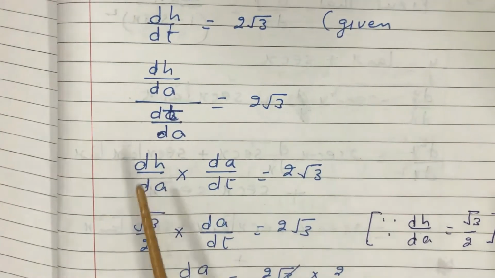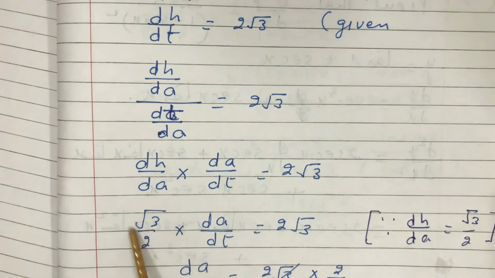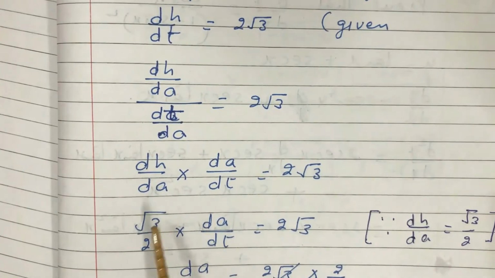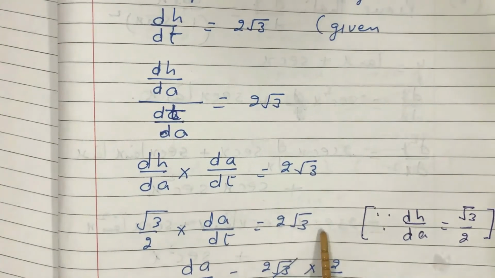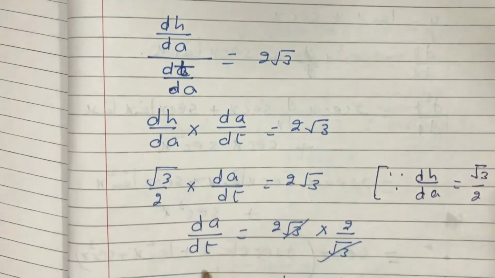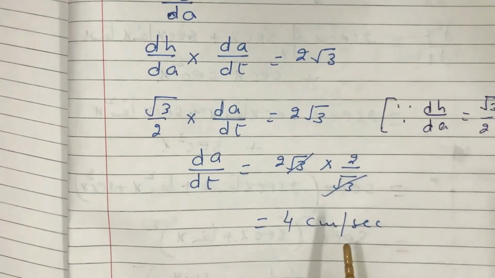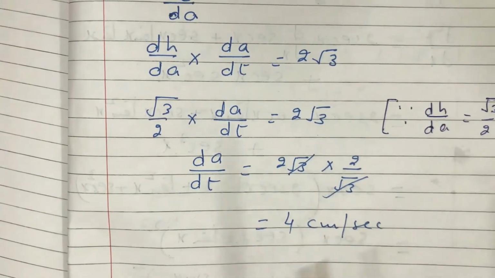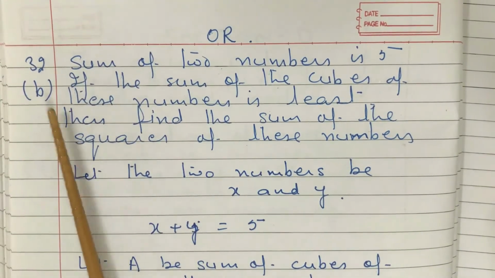This value is equal to root 3 by 2. On the previous page, we have found this value root 3 by 2. So substitute this value here. Root 3 by 2 into dA by dt is equal to 2 root 3, and dA by dt is equal to 2 root 3 into 2 by root 3. That is equal to 4 centimeter per second. That is the answer. Now question number 32, B part.